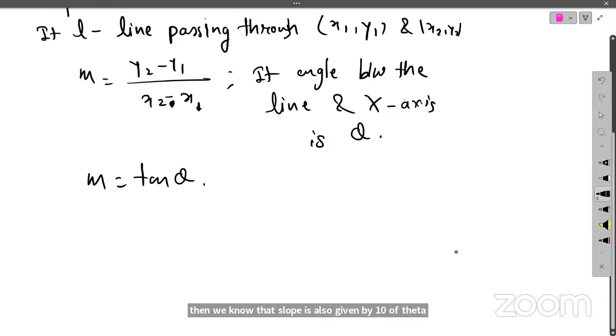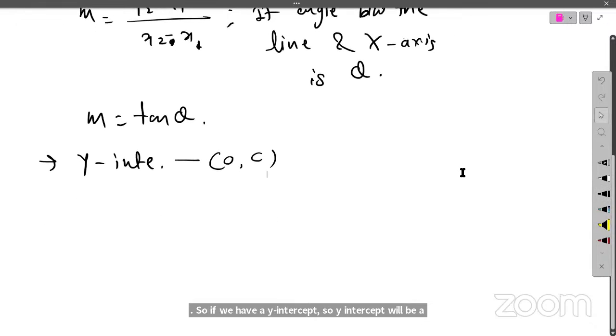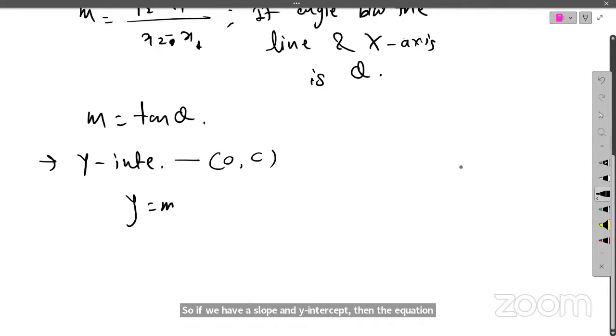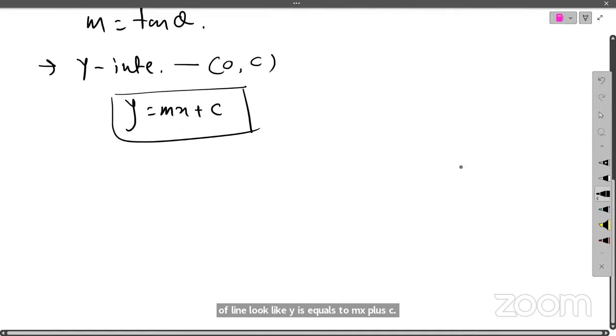Now if we have a slope and a y-intercept, what is a y-intercept? Y-intercept means the intersection point between the y-axis and the line. So the y-intercept will be a point like (0, c), where c is any constant. If we have a slope and y-intercept, then the equation of the line looks like y equals mx plus c. This is the slope intercept form of a line. Using this form, you can derive all other forms of a line.